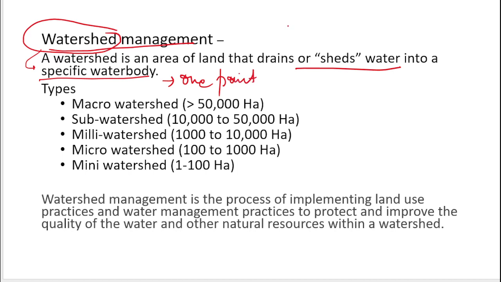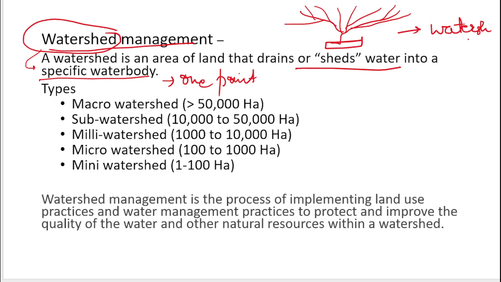So you must understand here. Suppose there are several points from which water is coming, and it drains itself into one point. It sheds water into a specific water body. Then this system is called a watershed. Sheds means drains. Here all the points are coming and draining the water into one body. That is what a watershed is. I hope you all understand this.